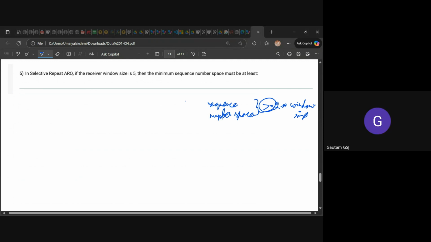How did the factor 2 come? If I have to find the sequence number space, in selective repeat ARQ the thing is the ambiguity between the new and old packet. That's why the sequence number space has to be greater than or equal to 2 into the window size. Let's say there is an issue, it will start transmitting the new ones, right? Is that clear?